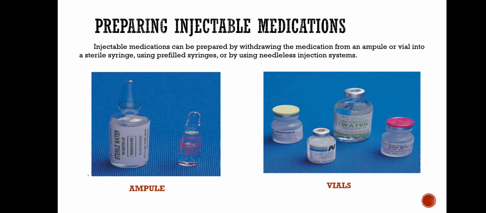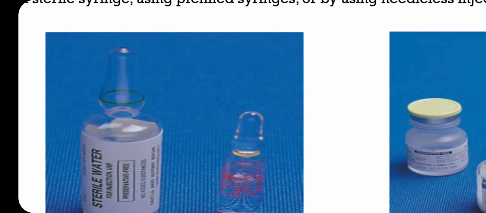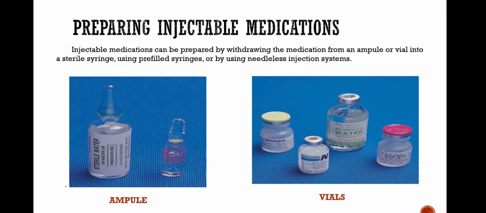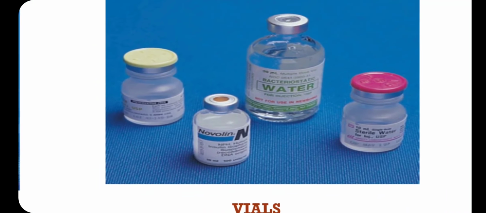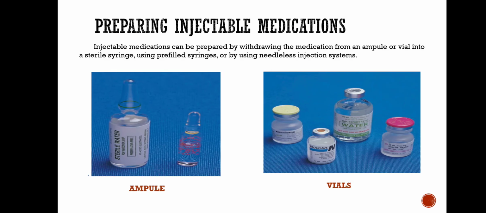Okay? So now let's talk about preparing injectable medication. Injectable medications can be prepared by withdrawing medication from an ampule. Ito po yung itsura ng ating ampule. So, bottle yan siya and it can be easily broken, okay? And we have the vials. Yan po yan siya. It has pressure. That's why pag kukuha ka dyan ng medication, may hangin na makukuha ka talaga kasi it is pressurized, okay? Or by using pre-filled syringes or needleless injection systems.